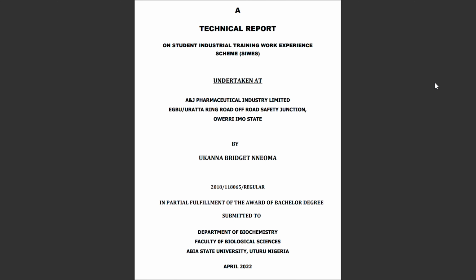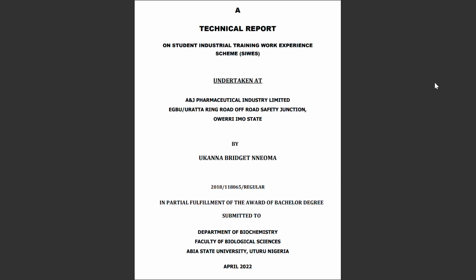Now, if you want to start preparing your report, the first thing that will be present in your report is what we call your title page. Now, this is an example of the title page, a technical report on student industrial training work experience. Now, you put the place the report was carried out. That's the experiment, right? You are trying to report what you did. So, this is the title page.